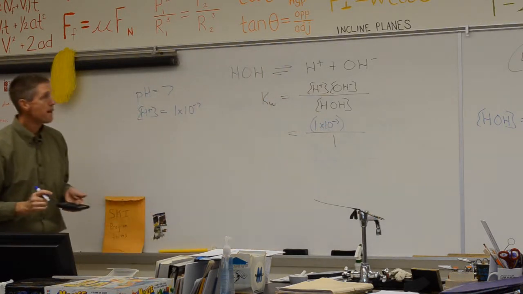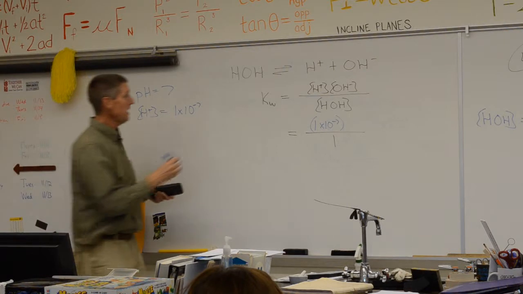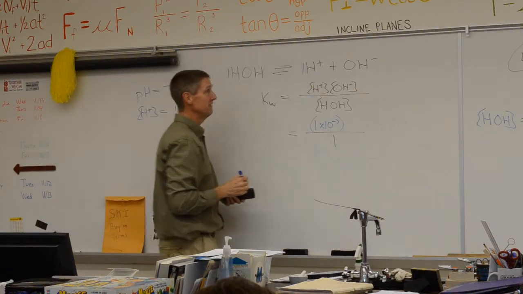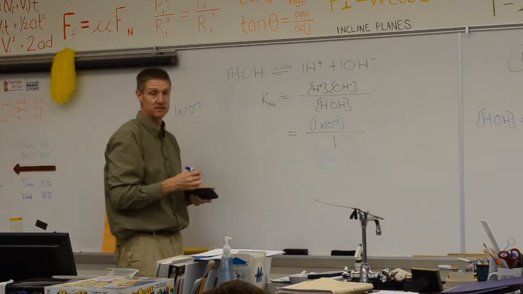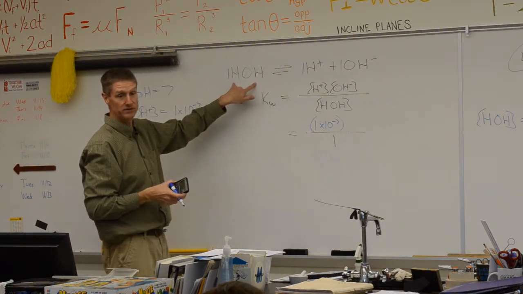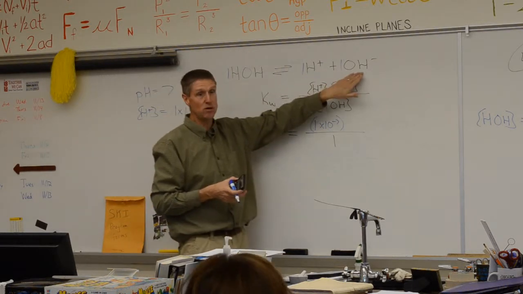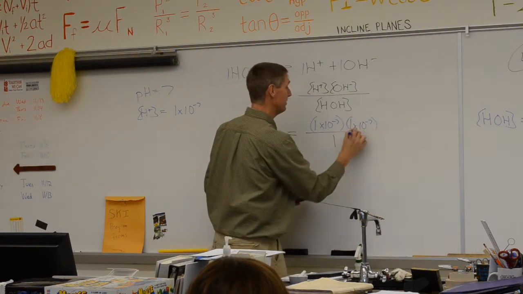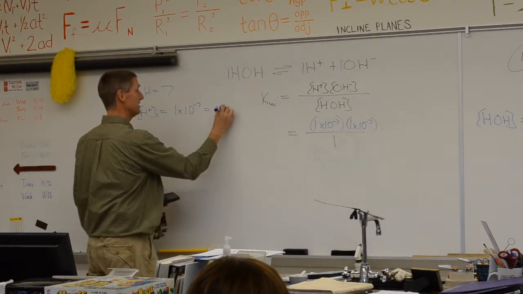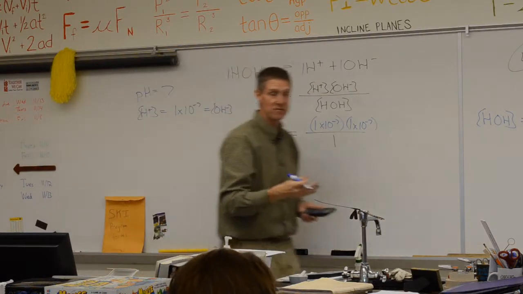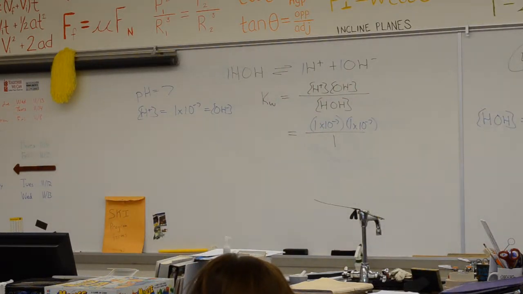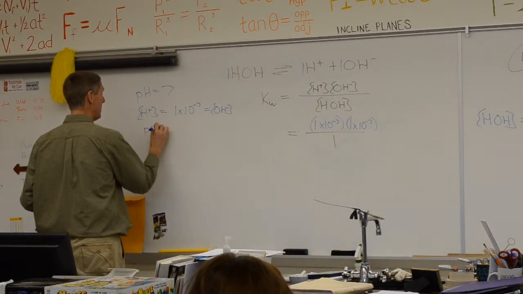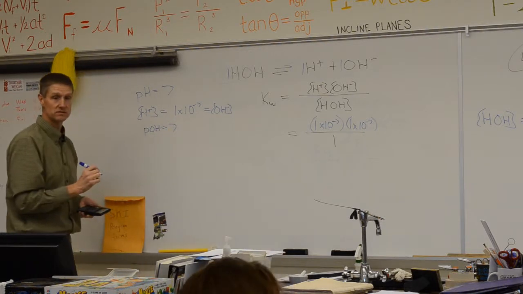Okay? Now let's do some stoichiometry. If 1 water breaks apart and makes 1 H positive, it's going to make 1 OH negative, isn't it? If 1 couple gets a divorce, you're going to have a single guy and a single woman, aren't you? So now we have the exact same value for the hydroxide concentration. They have to be the same because when a water molecule breaks apart, it makes one of each. And that's how we're able to determine that the pOH of water is also 7.